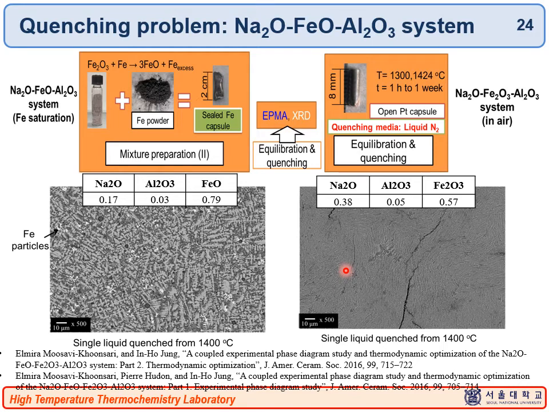In some cases, EPMA area mapping may not give you accurate composition analysis due to these small quenched crystals. So we have to be careful about the composition analysis when you have quenched crystals. Of course, XRD cannot be used in this case because it can give you the wrong phase analysis result.